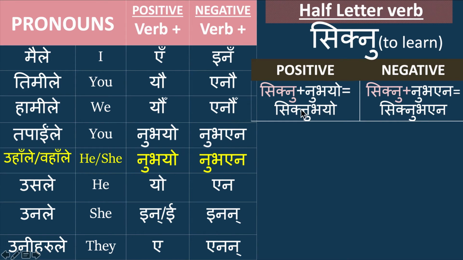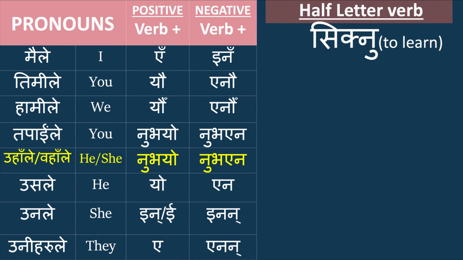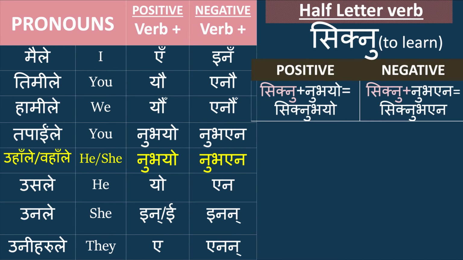सिक्नु plus नु भयो, सिक्नु भयो. सिक्नु plus नु भएन, सिक्नु भएन. Let's use this in a sentence. Let's take the example of the half-letter verb सिक्नु. सिक्नु plus नु भयो. The rule is the same. Here, nu from the main verb is removed and nu भयो is added and formed सिक्नु भयो. सिक्नु plus नु भएन, same rule, सिक्नु भएन.